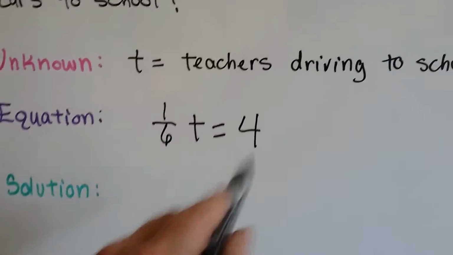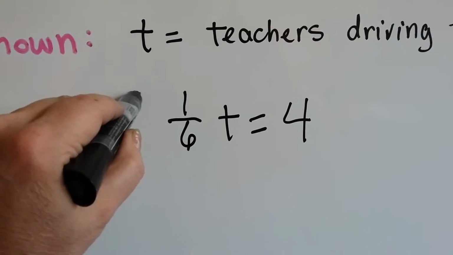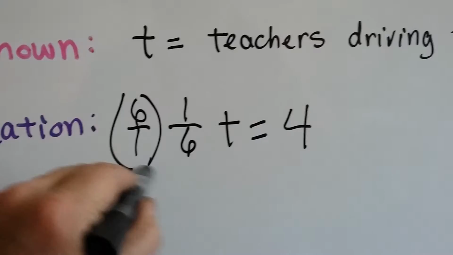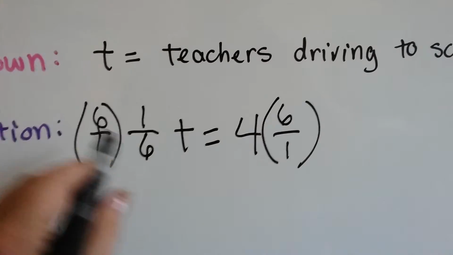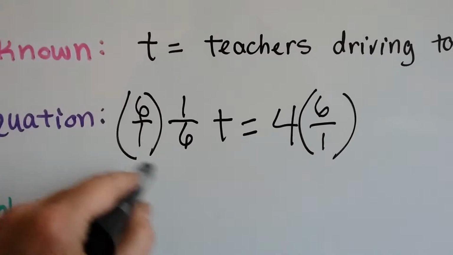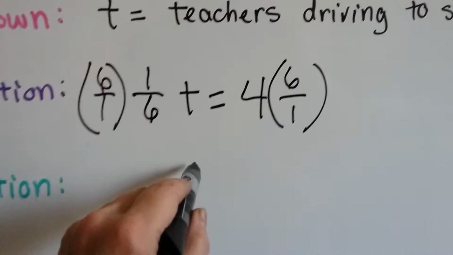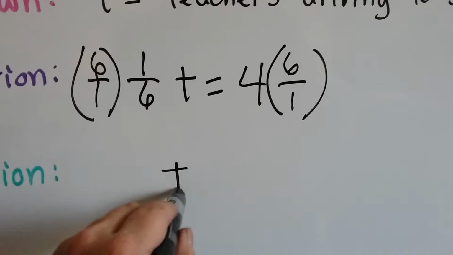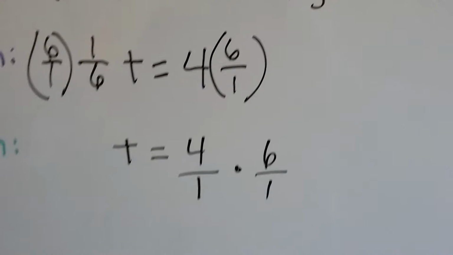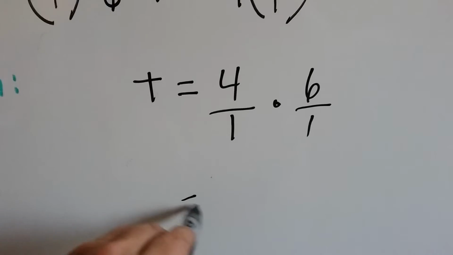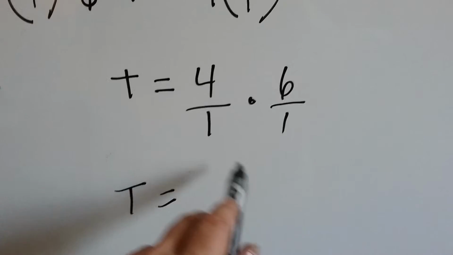Okay? So now we need to do the reciprocals, don't we? We need the reciprocal for 1/6, which is 6 over 1. And we need to do the same thing on this side, don't we? The same fraction, 6 over 1. These cancel each other out as 6/6, which makes t just a t by itself. So now we've got t equals 4 over 1 times 6 over 1.